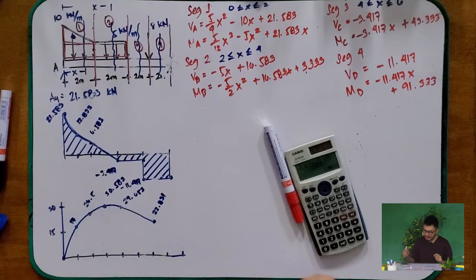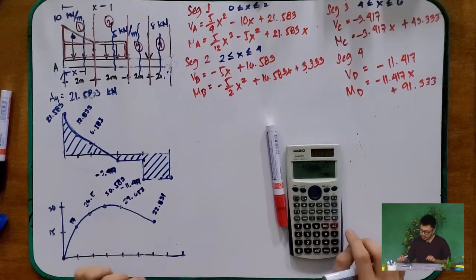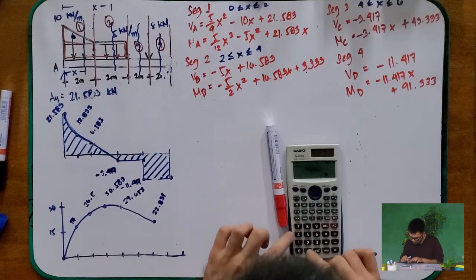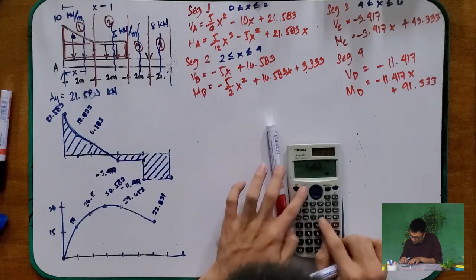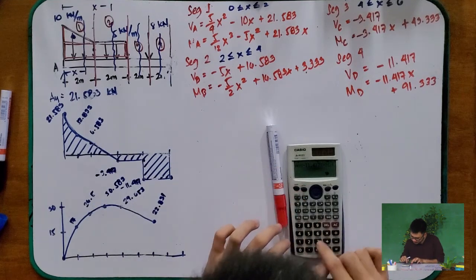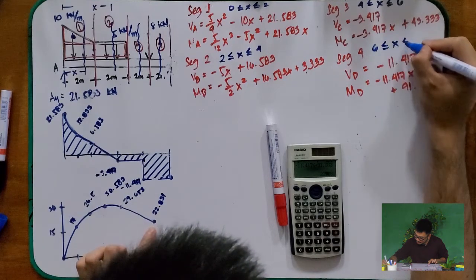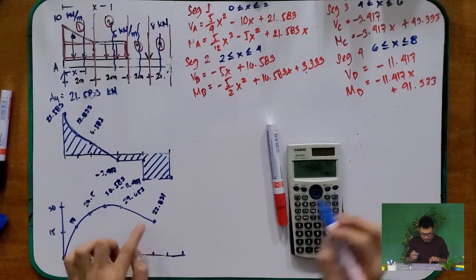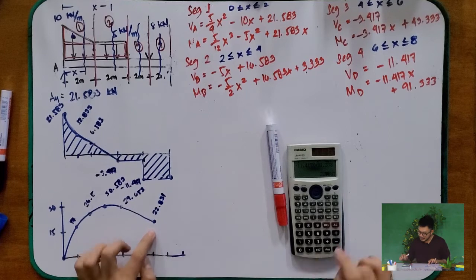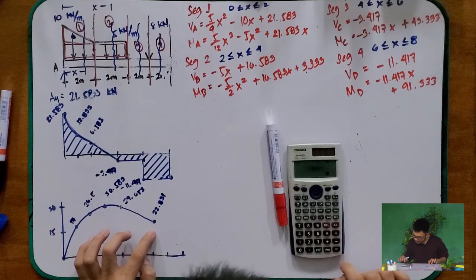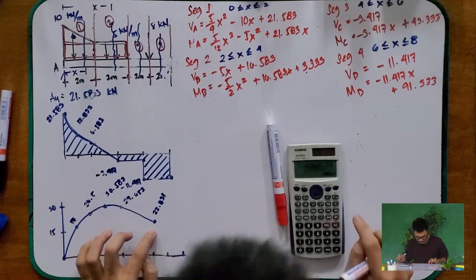22.831. And then, dito ta sa segment 4. Negative 11.417 x plus 91.333. So, 6x 8. So, 22.831. So, sakto. And then, how about kung 8? That is 0.